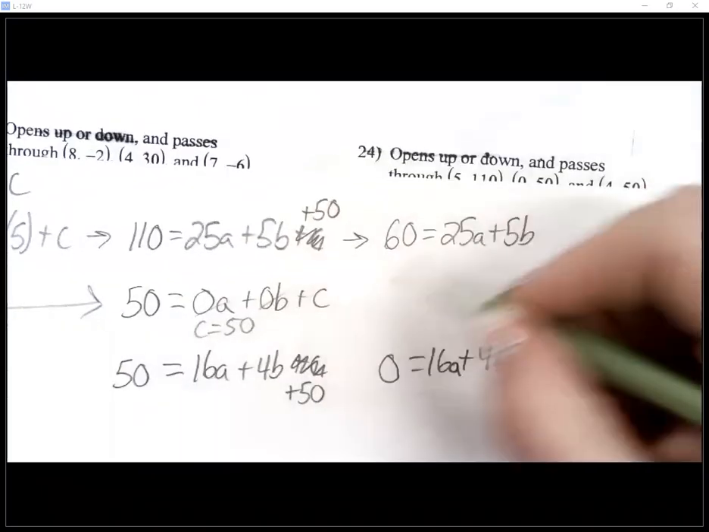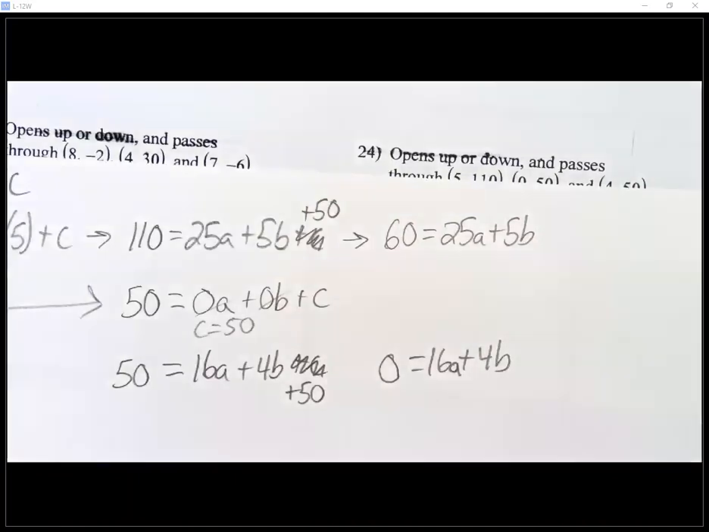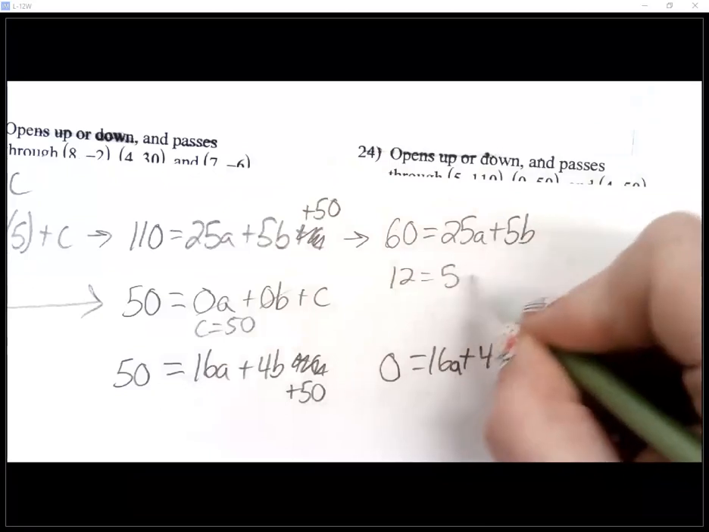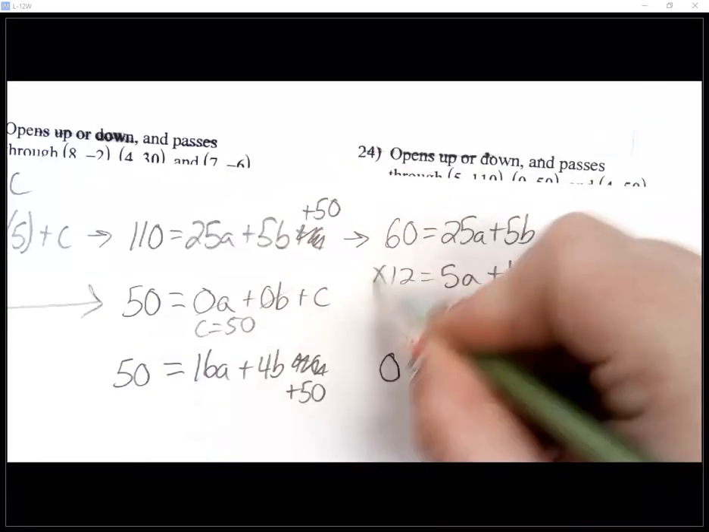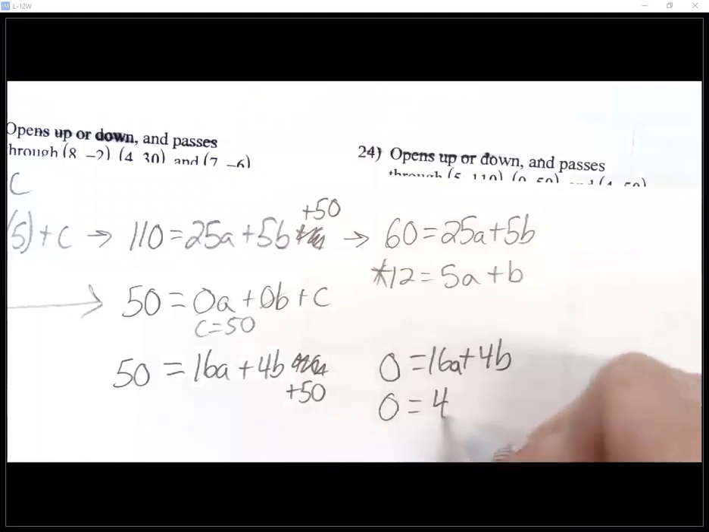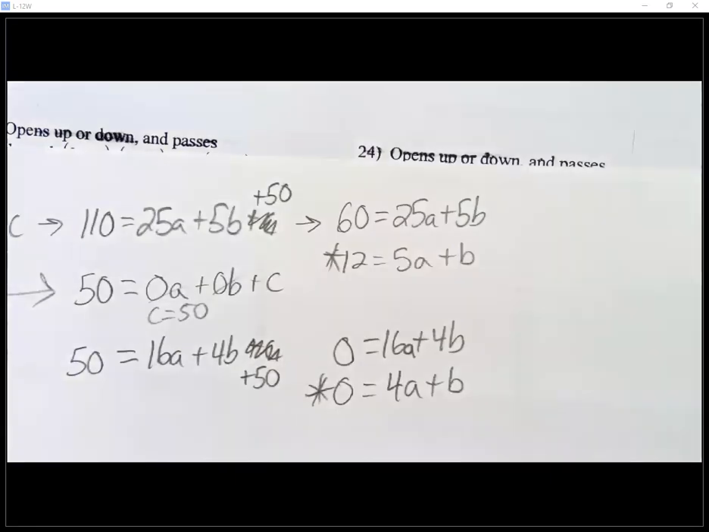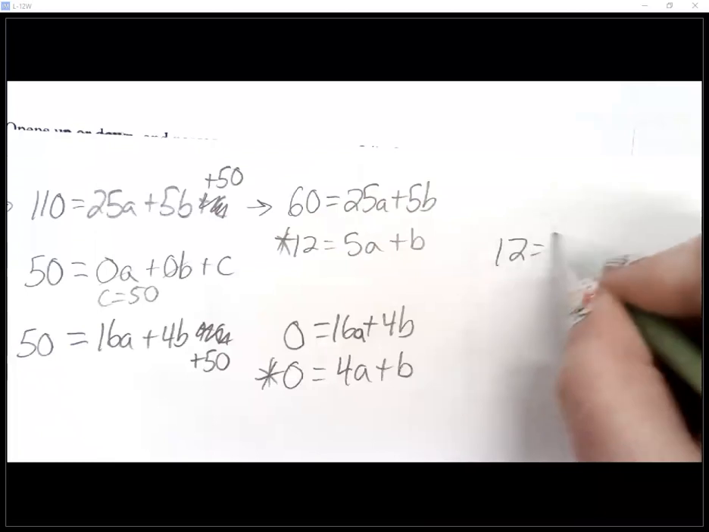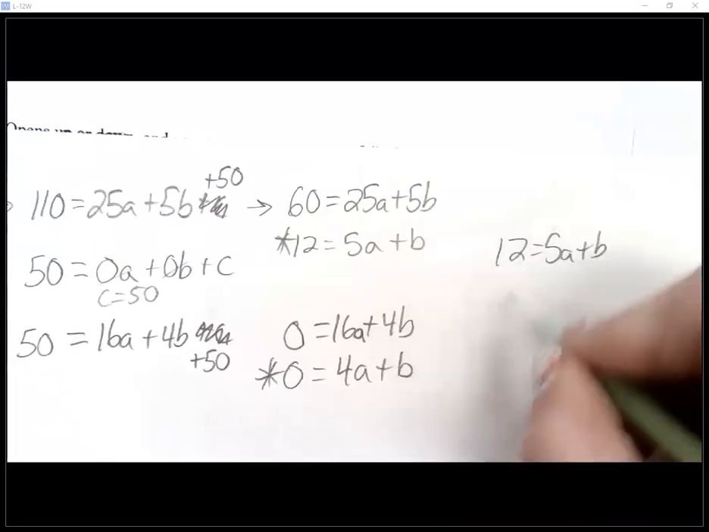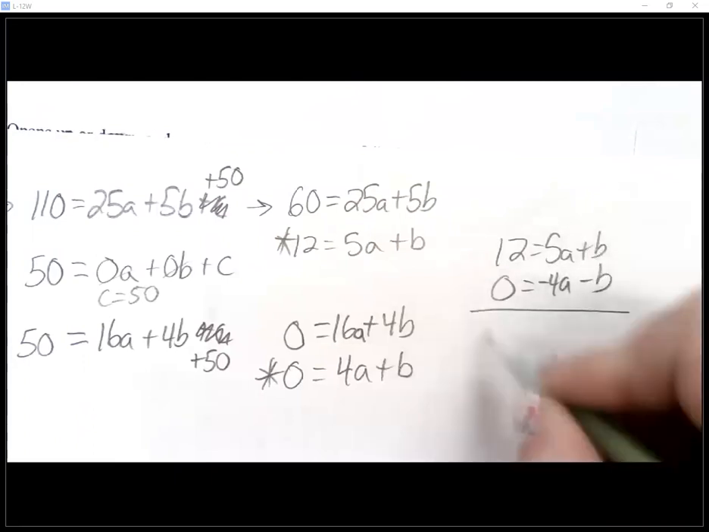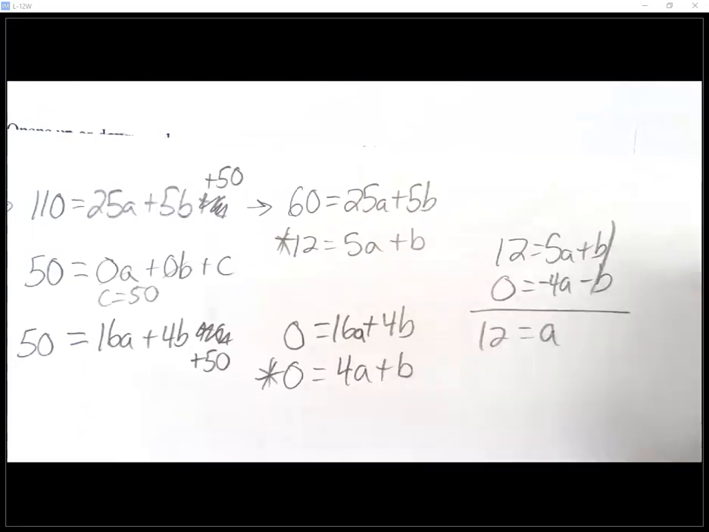So I might divide the top one by 5. So that's 12 equals 5A plus B. So that's one simplified one. This one I could divide by 4. 4A plus B. So I'm just going to take the top one as it is, 12 equals 5A plus B. And the bottom one I'll multiply by a -1. So my B's cancel. So now I know that A is 12.